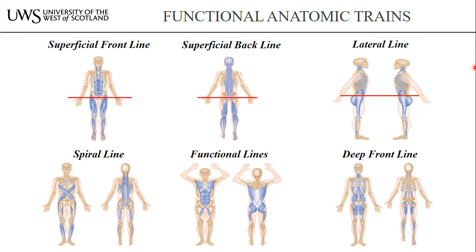Okay, next line is the spiral line. So actually the spiral line loops around the body like two opposing helices, right and left, and this chain begins at the top end at the skull, and goes down across the upper back to the opposite shoulder, and then again around the ribs to the front, and down to the hip.